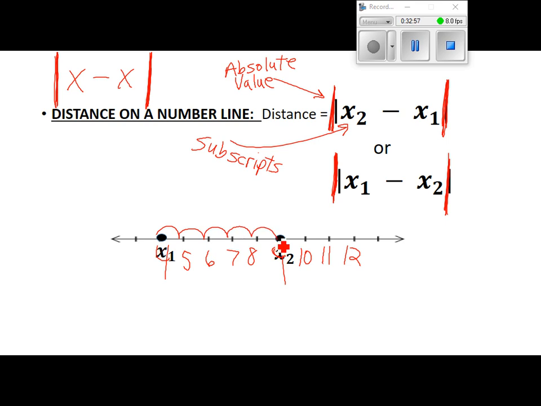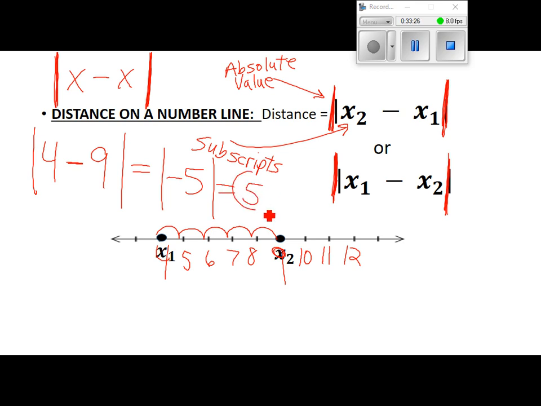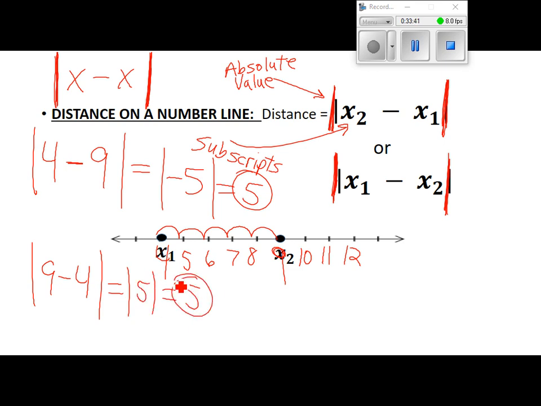Just count. We could use either one of those two formulas and plug it into the absolute value and do all the math. What's the first X you want to pick? 4. 4 minus, what's the second one then? 9. What is 4 minus 9? Negative 5. What's the absolute value of negative 5? So how long is that segment? What if we turned it around and did 9 minus 4 instead? It's the absolute value of 5. What's the absolute value of 5? You get the same answer whether you count or do it with either one of those two formulas. Pretty easy. On a number line, you're just counting.